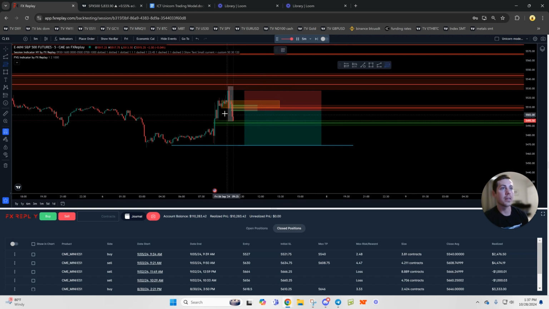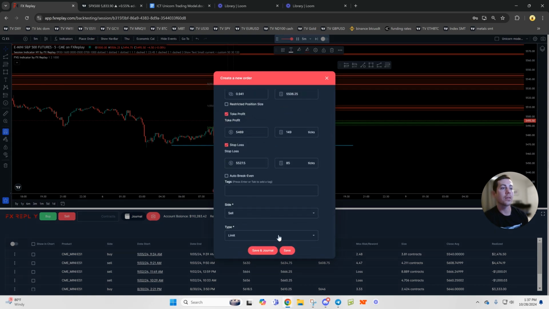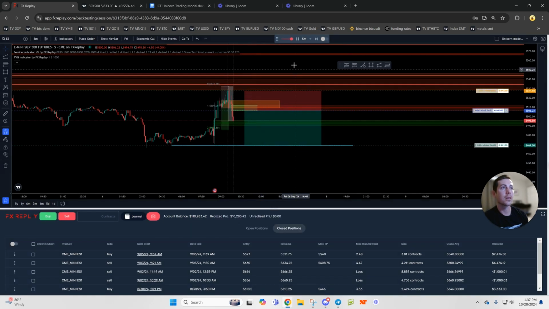Let's do our standard deviation projection real quick. So the 2 standard deviations is before our draw on liquidity, so seems like a valid trade to take. Let's see if we can catch a retest on a short here.